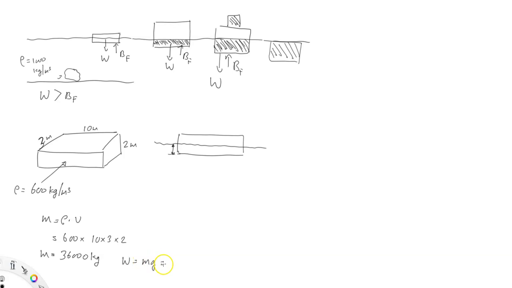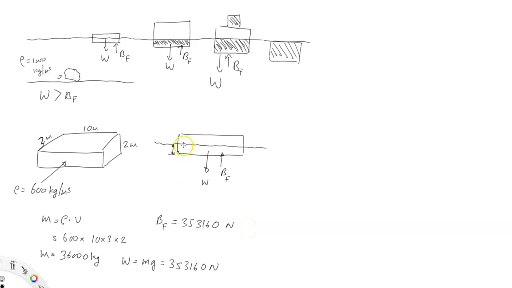It is mg, multiplied by 9.81. I have 35,316 newtons. Alright, so that's the weight of the object. That means the buoyant force has to match that: 35,316 newtons. So that's the buoyant force.